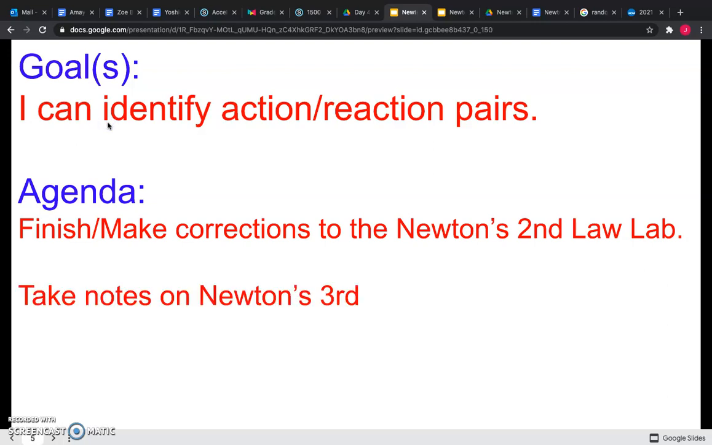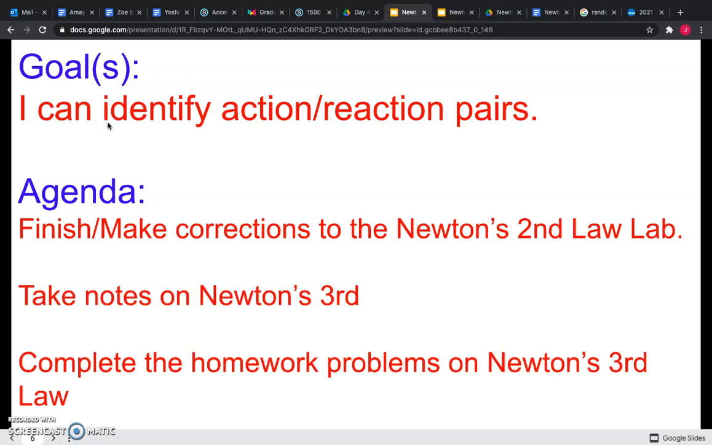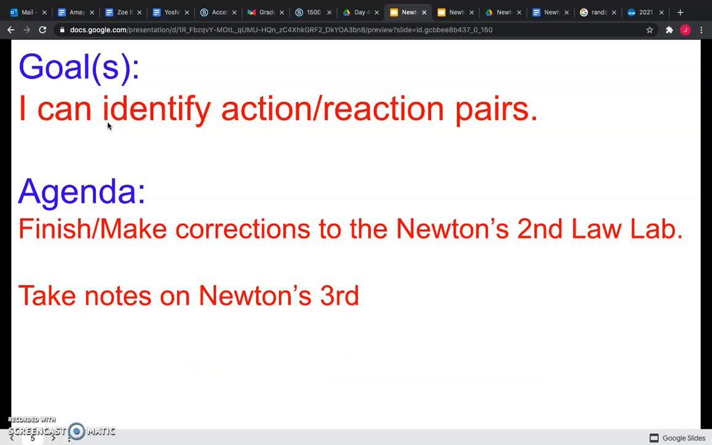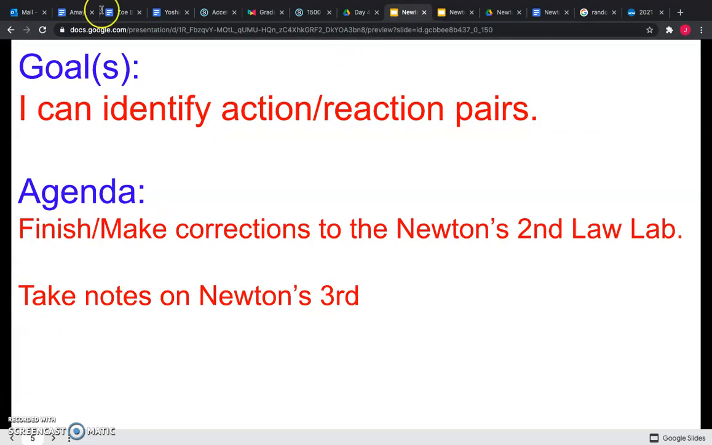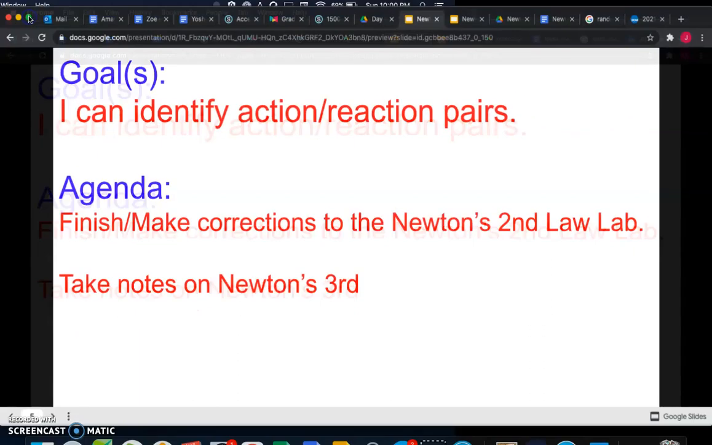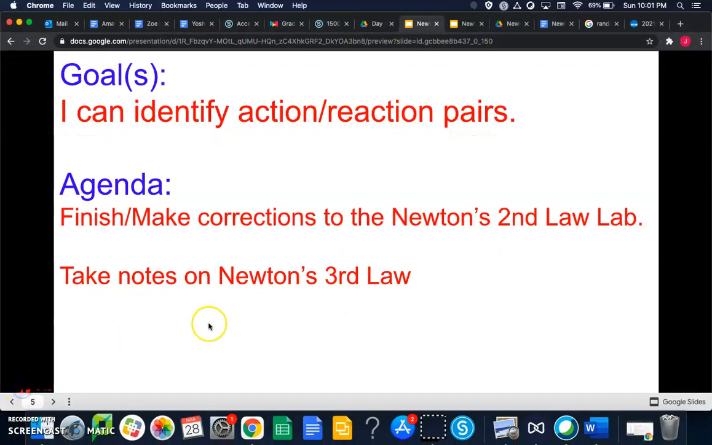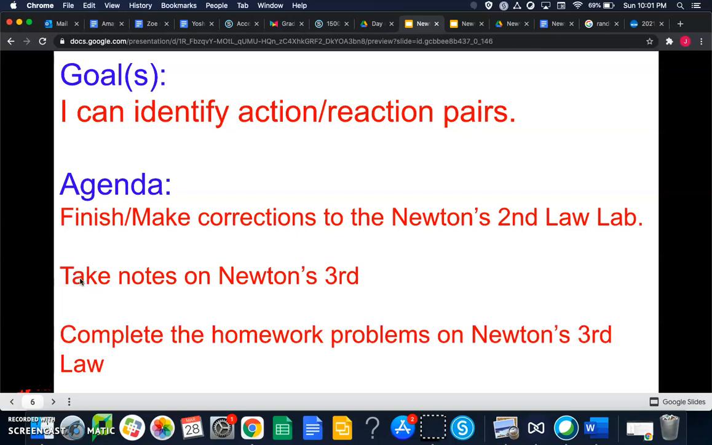You're going to take notes on Newton's third law. Sorry about that. Take notes on Newton's third law, and then you're going to complete the homework problems on Newton's third law.